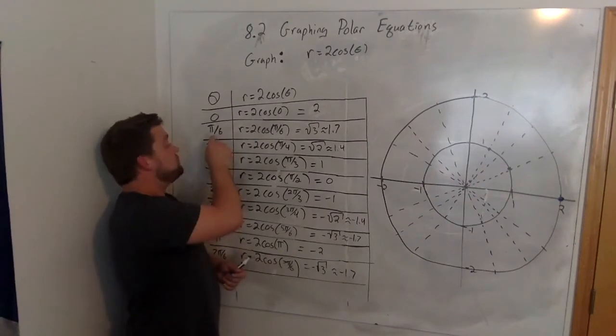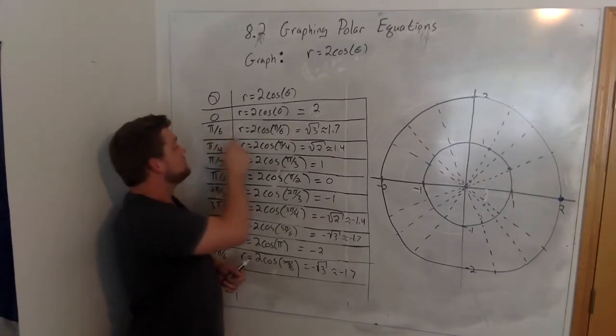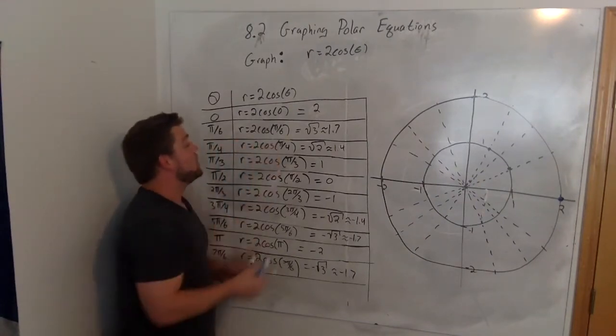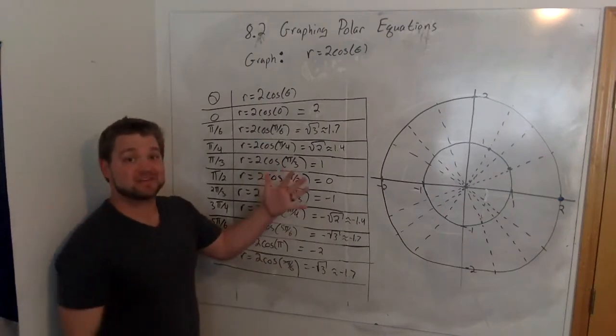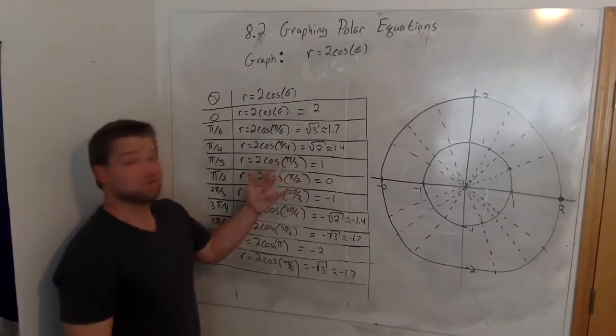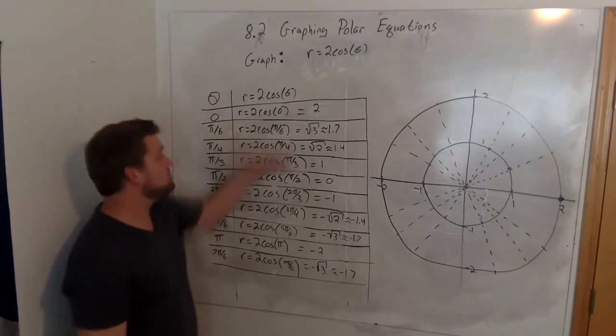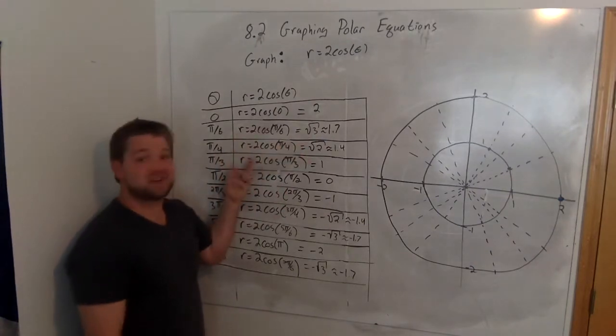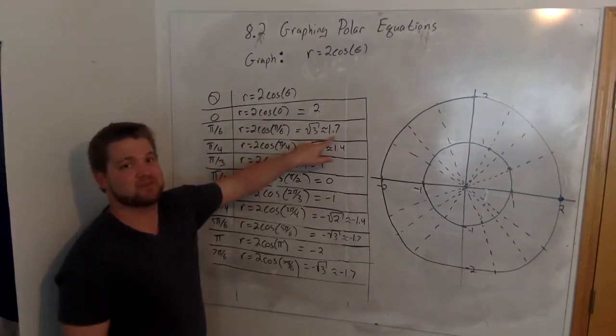Okay, similarly, if we plug in pi over 6, I have r is equal to 2 times cosine of pi over 6. Cosine of pi over 6 is root 3 over 2. Root 3 over 2 times 2, that just gives us root 3. But we'll just use our calculators and we'll hopefully get 1.7.